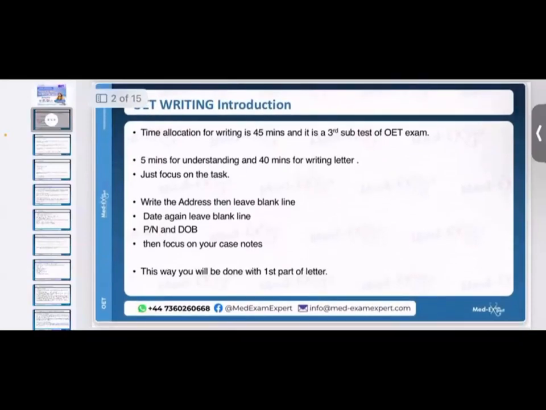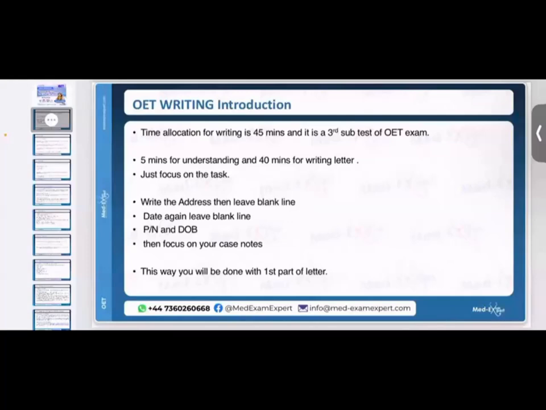We are going to start with the writing module first. We know that the time allocation for writing is 45 minutes, and it is the third subtest of the OET exam. 5 minutes are just for understanding and 40 minutes for the letter writing. It works exactly like this: in the first 5 minutes, I advise you to just focus on the task given. And then the next 40 minutes are for your letter writing.